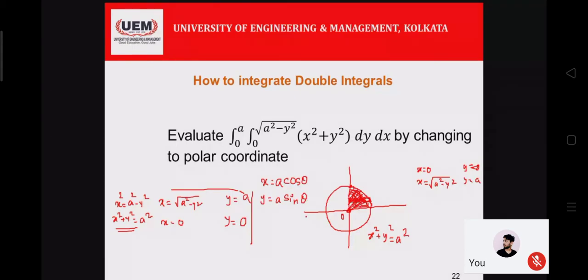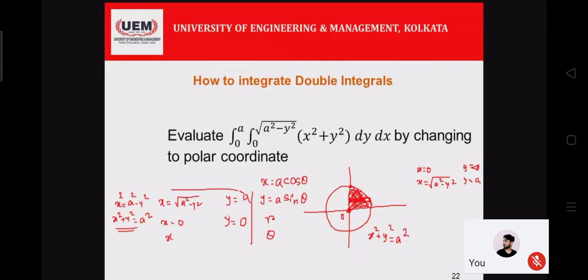What else will there be? So you have radius r and you have angle theta. You had earlier two variables x and y. Now you have r and theta. Now x and y, well, you know the limits. What should be the limits for r and theta here?